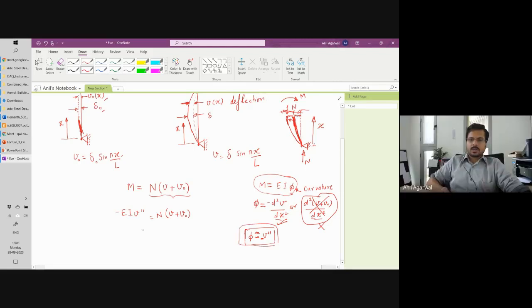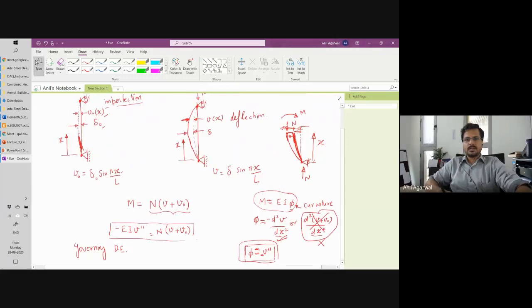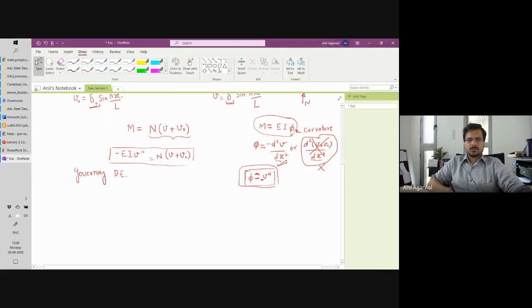Yes, sir. Okay. So now this is my governing differential equation. How do you get your governing differential equation? By force equilibrium or moment equilibrium. Now what we can do is, we already knew the relationship between V and delta. So we don't want to deal with a V that we don't know how it varies. So we will try to substitute it with an assumed deformed shape and assumed shape of imperfection, which is a function of X.